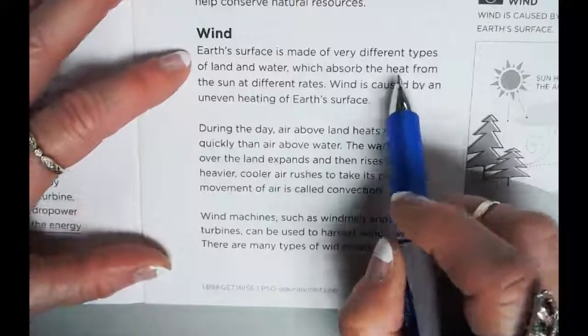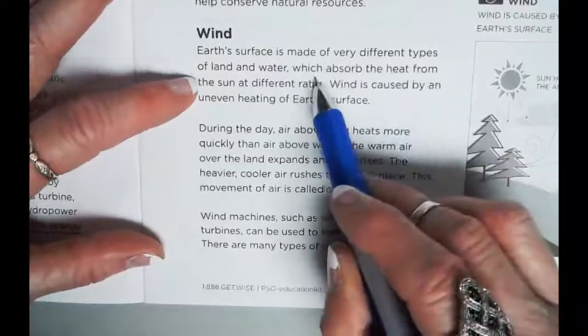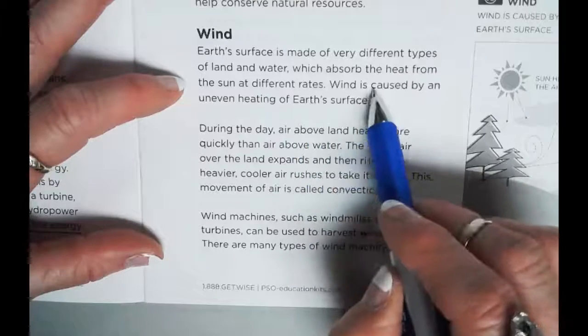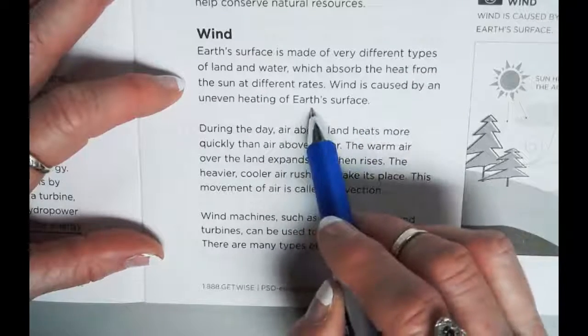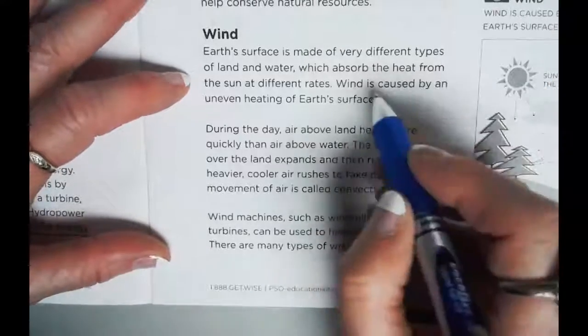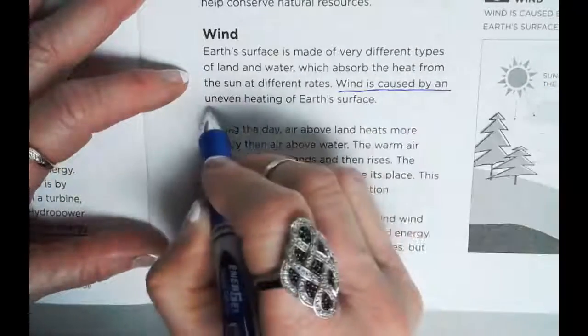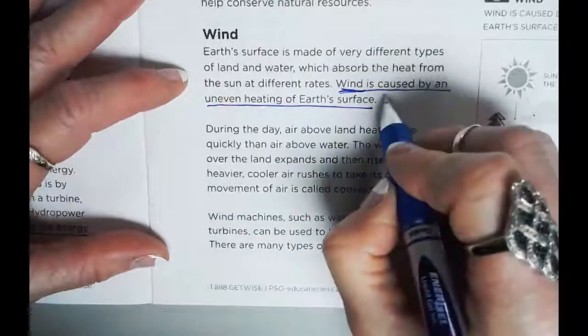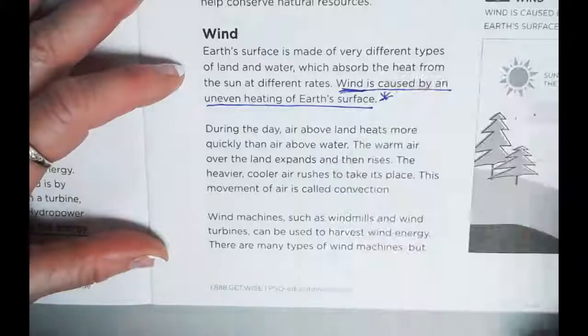Earth's surface is made of different types of materials which heat and cool at different rates. Wind is caused by an uneven heating of Earth's surface. Okay, guys. Wind. What causes wind? Uneven Earth's surface. Make sure you know that, right?